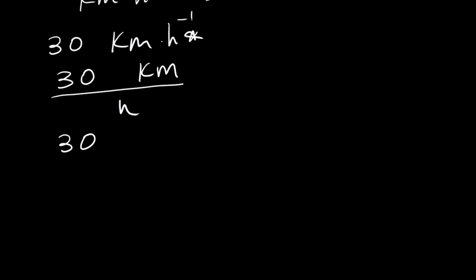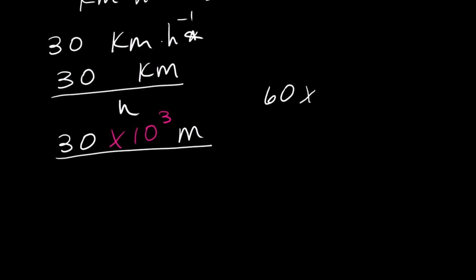Now it's 30. What is our kilo from the table of conversions? It's times 10 to the power 3. We are left with what? Meter on top. Denominator an hour. Now we need to break down an hour. An hour we have 60 minutes. Now within 1 minute we have 60 seconds, so it's 60 multiplied by 60. So denominator we have 60 multiplied by 60, and then it's seconds.